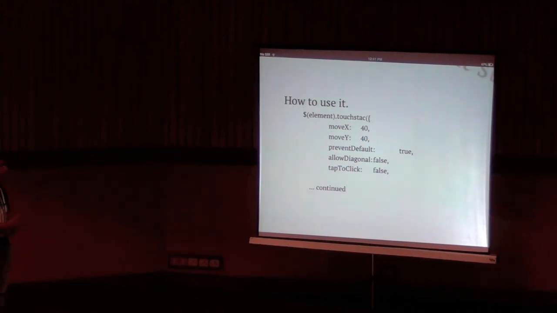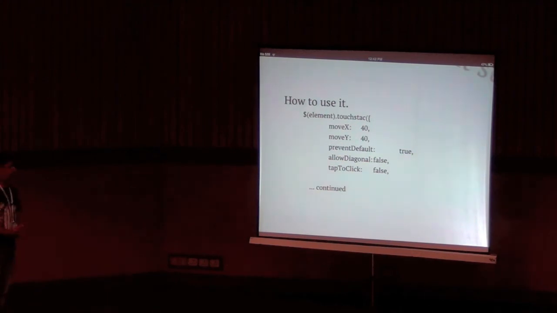You have allow diagonal, which stops you from having a diagonal move. So what this does is it gives you an abstracted move event in terms of wipe left, wipe right, wipe up, wipe down. If you allow diagonal, as we'll see later, it will give you wipe up left, wipe up right, wipe down left, wipe down right, all those events.